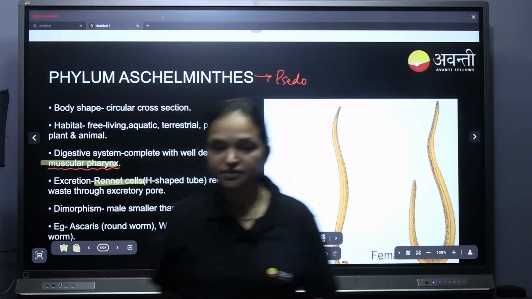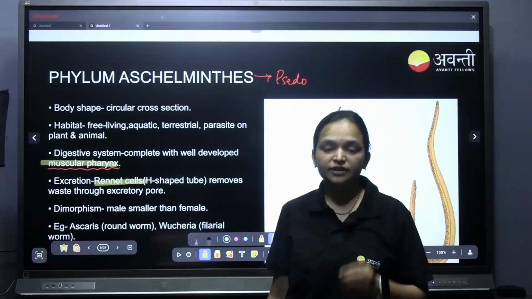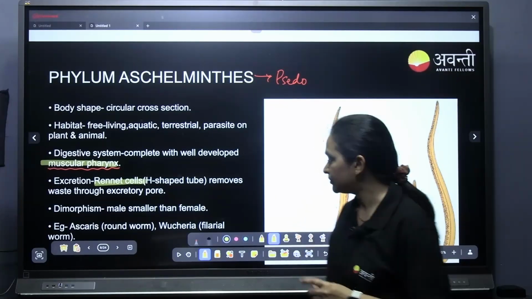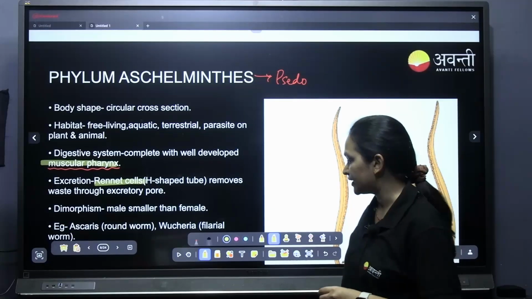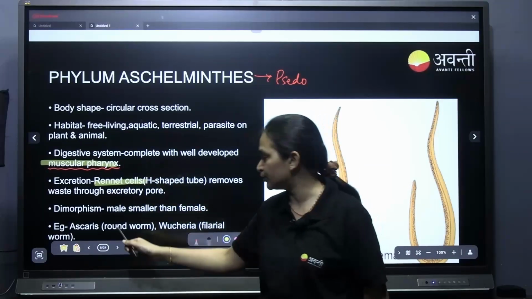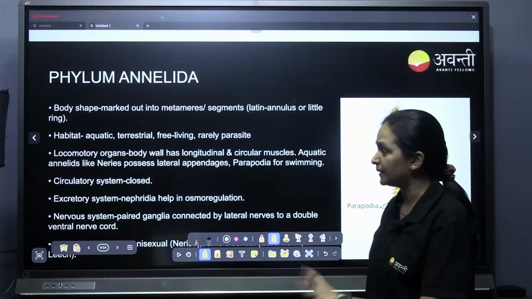This ascaris and this one voucheria, that one we even learn in the human health and disease chapter also, the same we will be reading. So this becomes muscular pharynx and Rennet cells, these two are important in this one. Now coming to phylum Annelida.